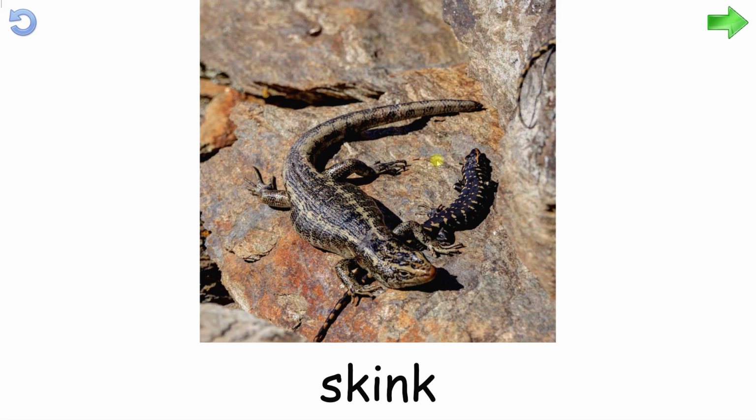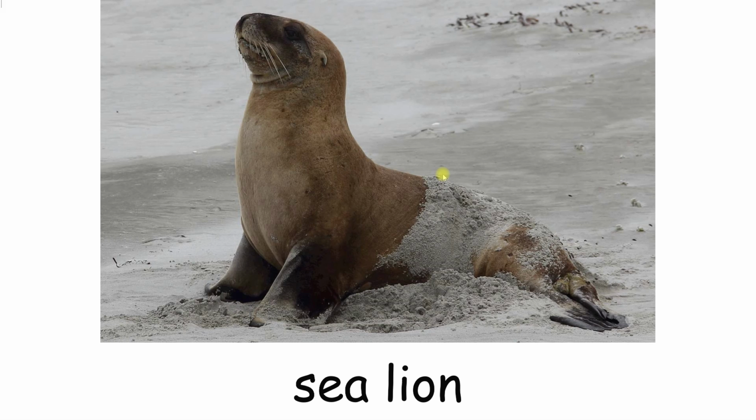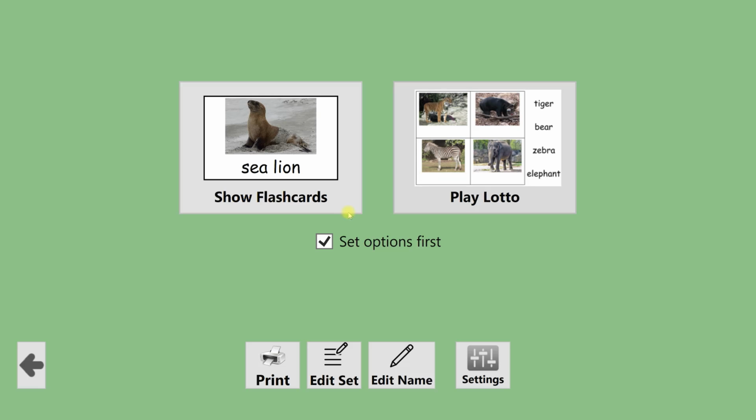But if you want to get a student talking, you might make those delays quite a bit larger than I've made them. So word first, then the picture, sea lion, and then the sound. So that's how you can set options for flashcards.